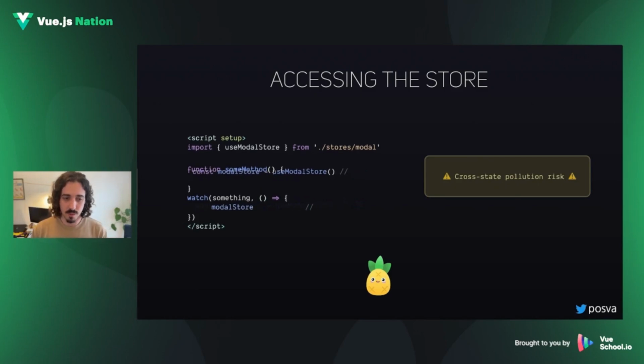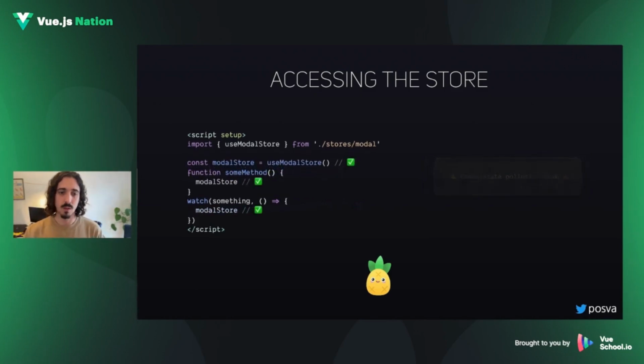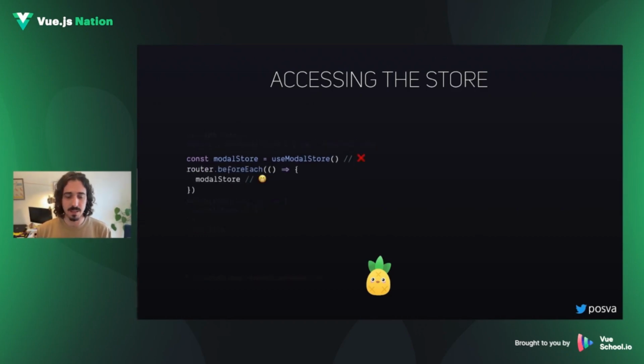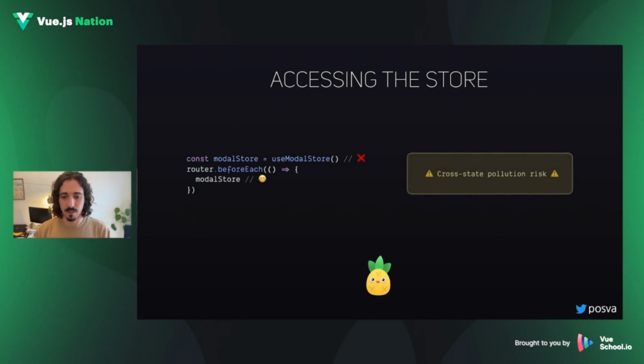So how do we fix it? Well, very simple. We move that outside. We call the use model store in the setup, in the script setup, where it's supposed to be called. And then we just access the model stores anywhere we need. Again, I want to post the same link again. If all of this sounds a little bit alien to you, it's really worth your time to read this page on the documentation.